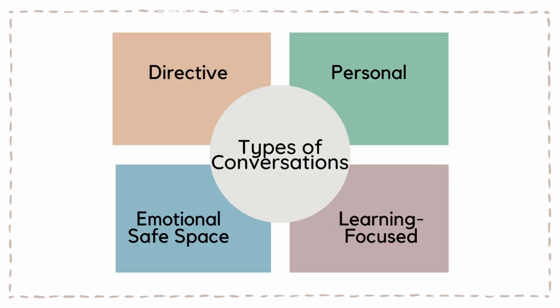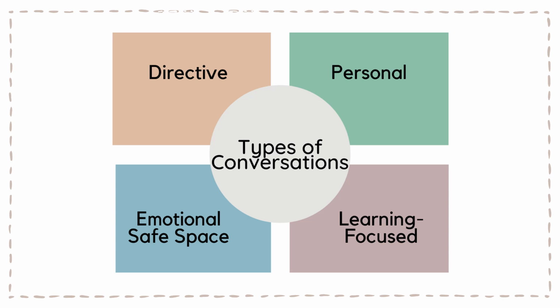So one quick note, these conversations don't necessarily live independently from each other. Yes, sometimes you are going to have a directive, personal, or emotional space, or even a learning-focused conversation, and that will be it. But sometimes a directive conversation might morph into an emotional space conversation. Let's say you provide specific directions and your mentee starts to cry because they're so overwhelmed. Now they need acknowledgement and validation.